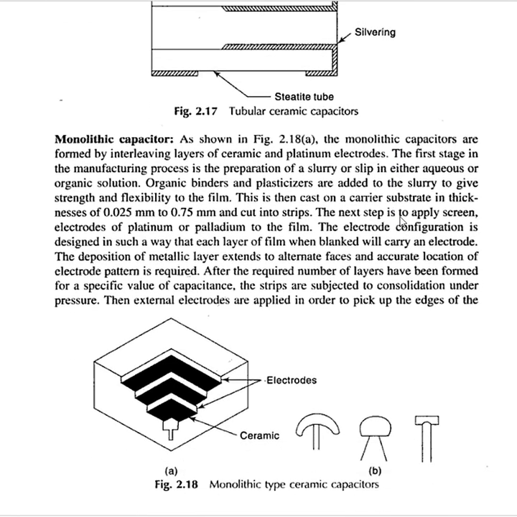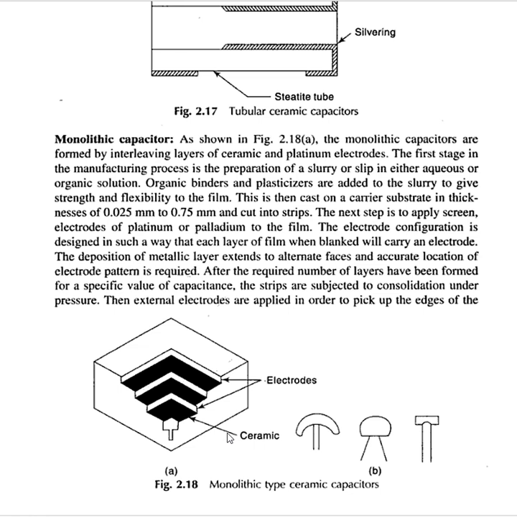Monolithic capacitor. The monolithic capacitors, as shown in figure 2.18, are formed by interleaving the layers of ceramic and platinum electrodes. The first stage in the manufacturing process is the preparation of slurry or slip in either aqueous or organic solution. Organic binders and plasticizers are added to the slurry to give strength and flexibility to the film. This is then cast on the carrier substrate in thickness of 0.025 mm to 0.75 mm and cut into strips.